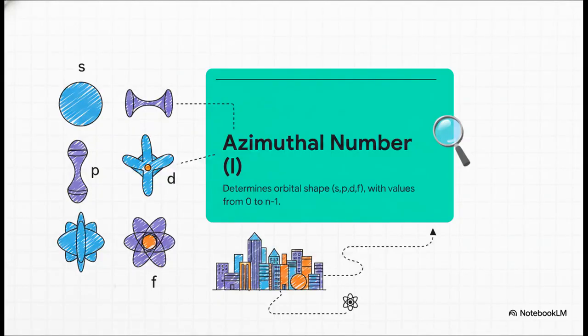This is absolutely crucial because it tells us the actual shape of the space where you are most likely to find the electron, whether that's an s, p, d, or f orbital. Instead of a flat circle, an s orbital is perfectly spherical. A p orbital looks more like a dumbbell stretching out along an axis. And the d and f orbitals, they get even more wild and complex, looking almost like multi-lobed balloons. This quantum number, which ranges from 0 to n-1, proves that our atomic city has some very distinct architectural styles, depending on exactly which neighborhood or shell you happen to be in.